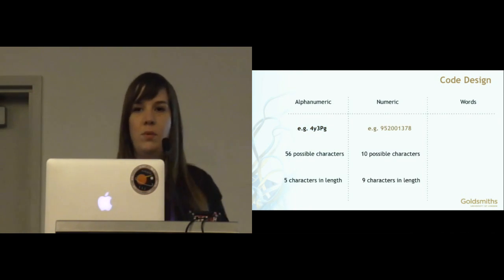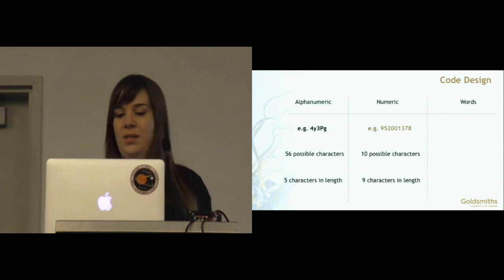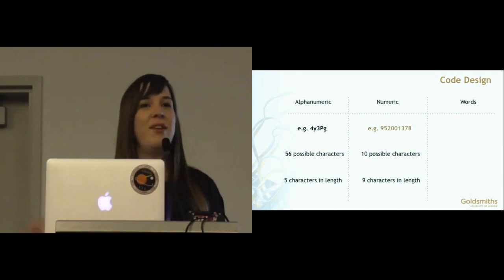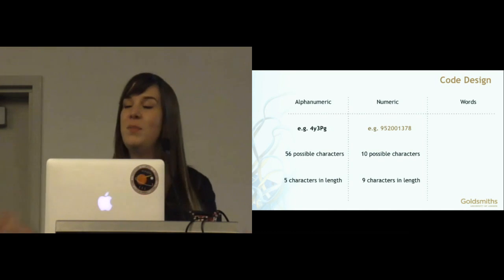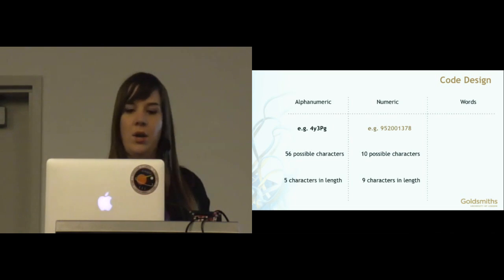The second possible code that we looked at was a numeric code. This one is just made up of numbers, and there are 10 possible numbers. And so in order to create a code space larger than 500 million, you only need to stick together 9 of the characters in the numeric codes.